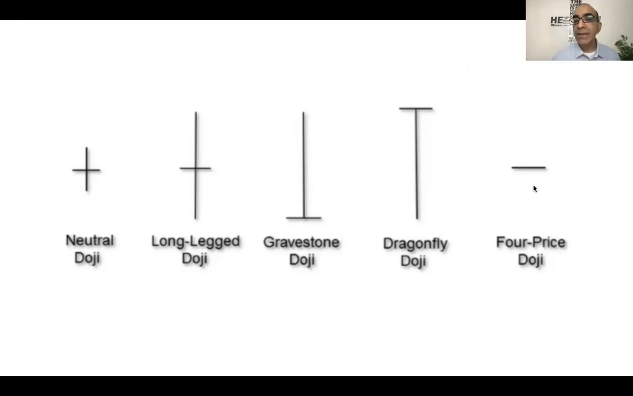Okay, and then this is very rare, even more rare than the others. It's called a four-price doji. Okay, why is it called a four-price doji? Remember we said that there are four things we learned from the candlesticks: an opening price, closing price, the high price of the day, and the low price of the day. All four prices are right here at the same level. This is very rare, but I have seen it.